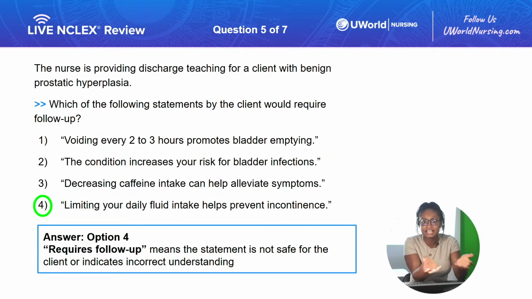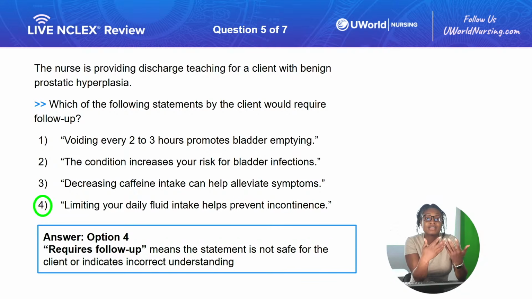And BPH is when that prostate enlarges, which can compress that ureter and cause difficulty urinating and incomplete bladder emptying. So a lot of this BPH teaching would also correlate with the things that we teach for urge incontinence. So limiting your daily fluid intake helps prevent incontinence. This is wrong. We actually want to encourage fluid intake so that it can flush that bladder out, so that bladder doesn't have that urine sitting in it, which can harbor bacteria and cause that urinary tract infection.